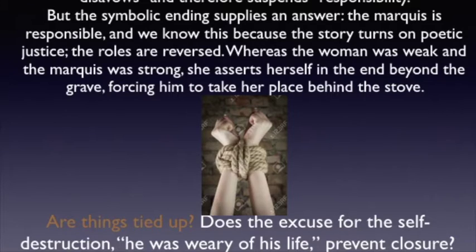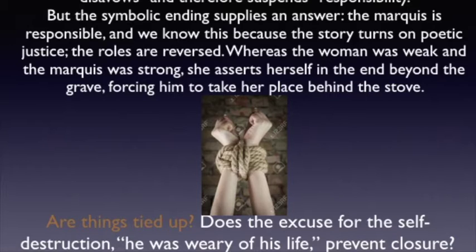The story is focused on the question of human compassion and the act of cruelty which disavows and therefore suspends responsibility. But the symbolic ending supplies an answer. The Marquis is responsible, and we know this because the story turns on poetic justice. The roles are reversed. Whereas the woman was weak and the Marquis was strong, she asserts herself in the end beyond the grave, forcing him to take her place behind the stove.